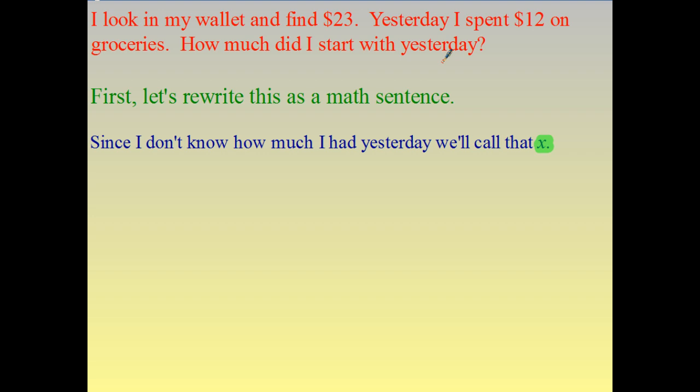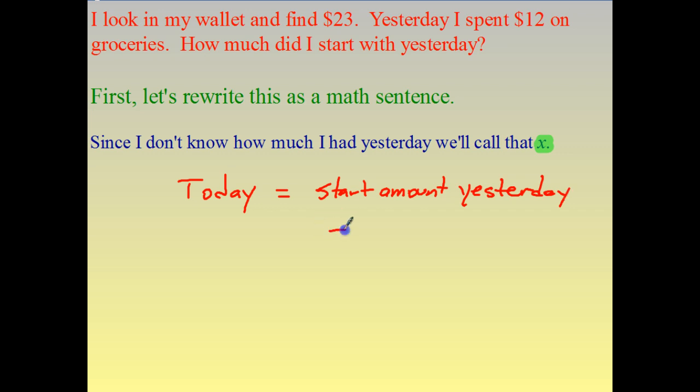Okay, so this is an addition problem, right? Today I have some amount, and that's going to be equal to some amount I had yesterday, the start amount yesterday. And then what happened? I spent $12. So what does that mean? I spent money on groceries. So if I start with some amount, then I'm going to subtract my amount on groceries.